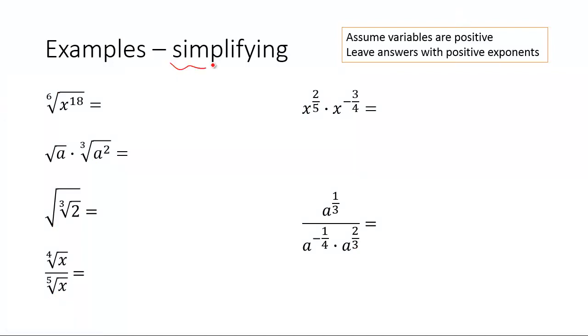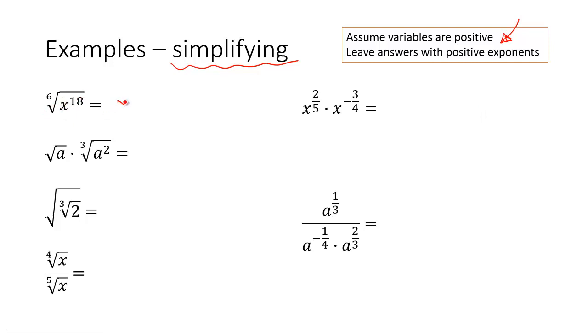So here are some more simplifying examples. And this video is packed with examples so that you can get a feel for these. Hopefully these give you a big enough variety. So you want to assume that all our variables are positive, as we have been doing already, and we always want to leave our answers with positive exponents. You should remind yourself of exponent rules and also the rule of converting a fraction exponent to and back and forth with a root.